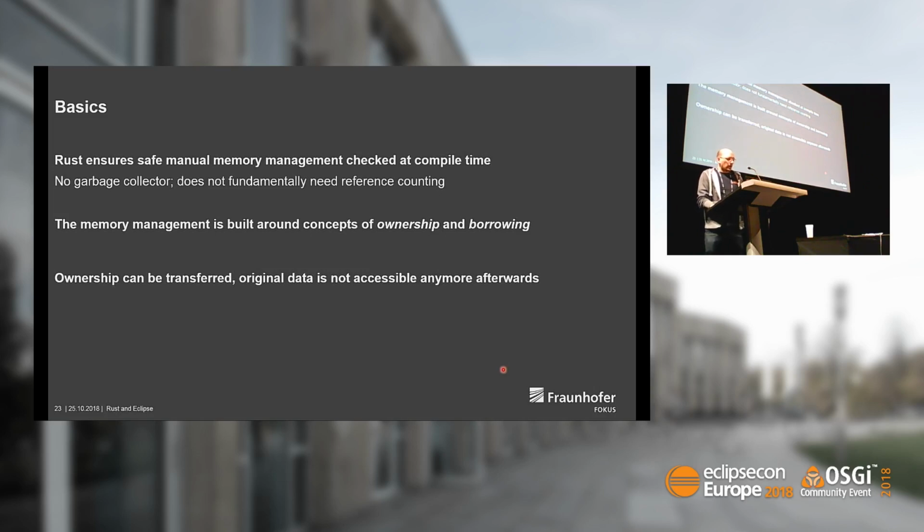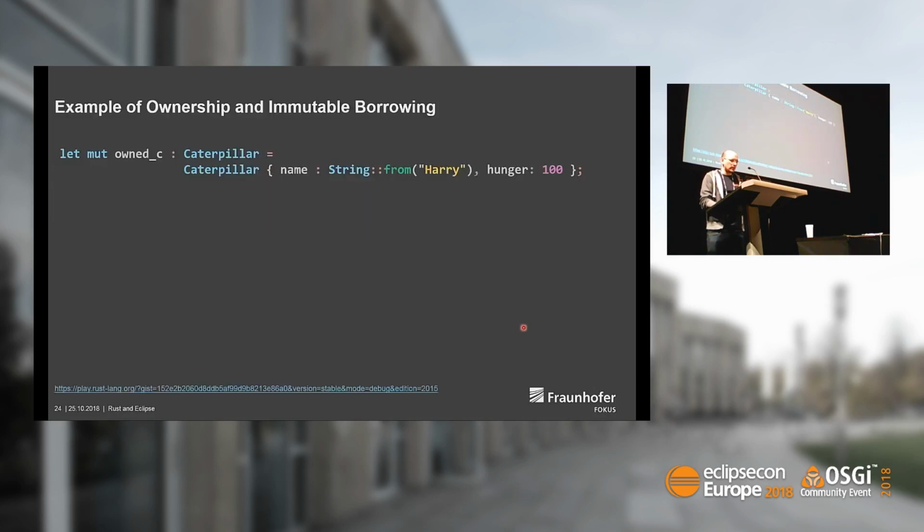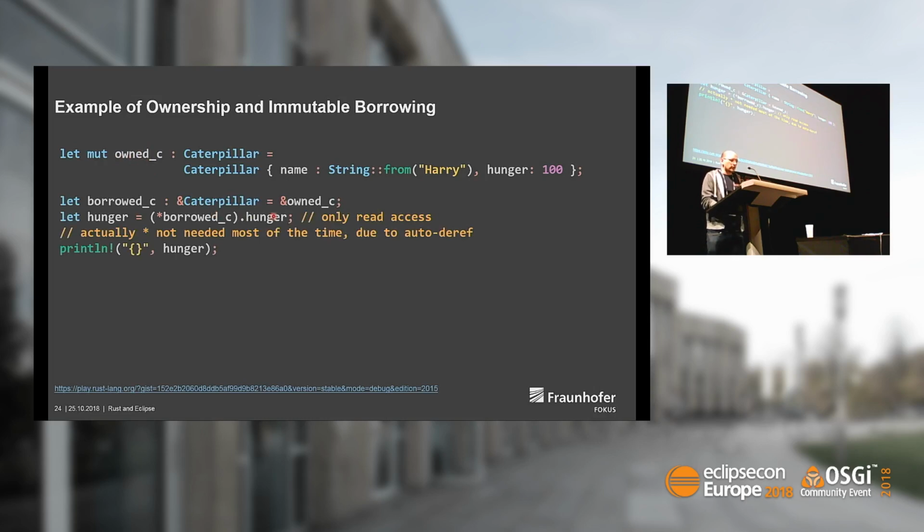Ownership can be transferred, and if you transfer ownership, then the original piece of memory that you had cannot be used anymore. We will see an example soon. All right, let's first talk about immutable borrowing. So we have a caterpillar again. We assign it to a mutably owned variable. And now let's take a reference. Let's borrow this owned piece of memory.